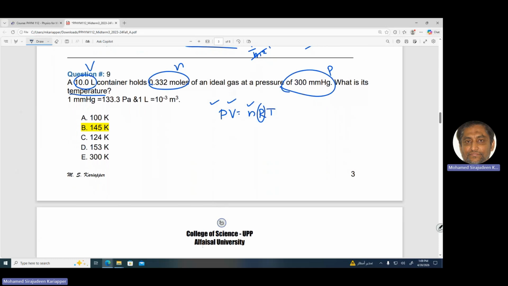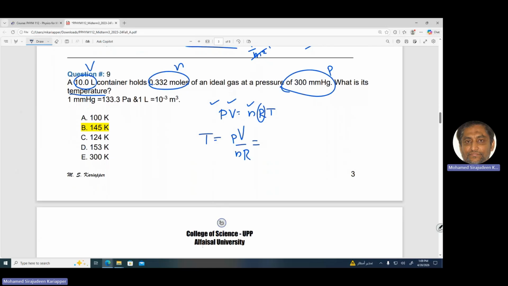Okay. So let's do it. If you want, you can use the solving mode, but this is simple algebra. You know how to make T the subject. So it will be PV over NR. So all you have to do is a simple calculation in your calculator. But the problem is, since the temperature is in Kelvin, SI unit, everything has to be in SI unit. Okay, you have no choice there, right?